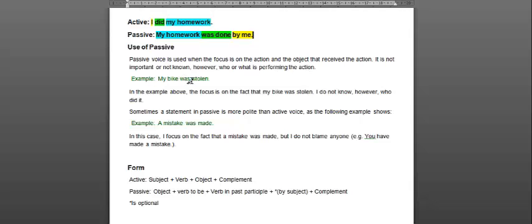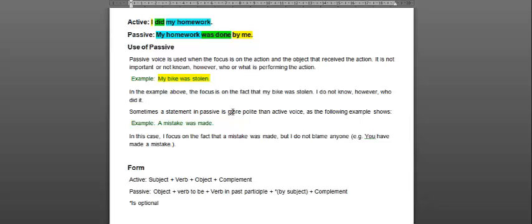For example, my bike was stolen. Probably you don't know who stole your bicycle, but you want to emphasize that your bike was stolen, right? Probably to the police. Your bike was stolen, and you go to the police and you say, hey, my bike was stolen. I don't know who did it, but my bike was stolen, right? So the focus is on the fact that my bike was stolen. I don't know, however, who did it.